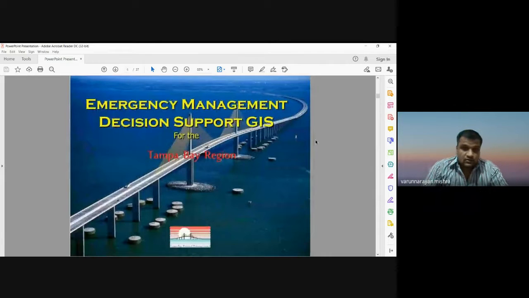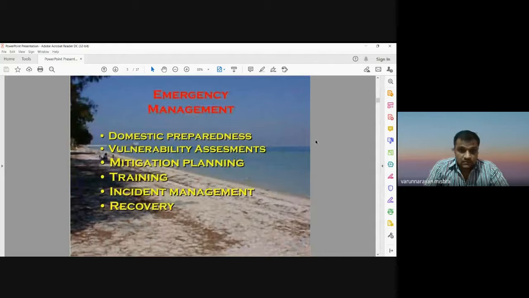Okay, so this is a case study of emergency management decision support GIS for the Tampa Bay region. Now we will see how GIS can be used for the decision making process using this case study, which is an emergency management decision support system by GIS. Emergency management means we should have domestic preparedness, then vulnerability assessment, mitigation planning, training, incident management, and recovery.